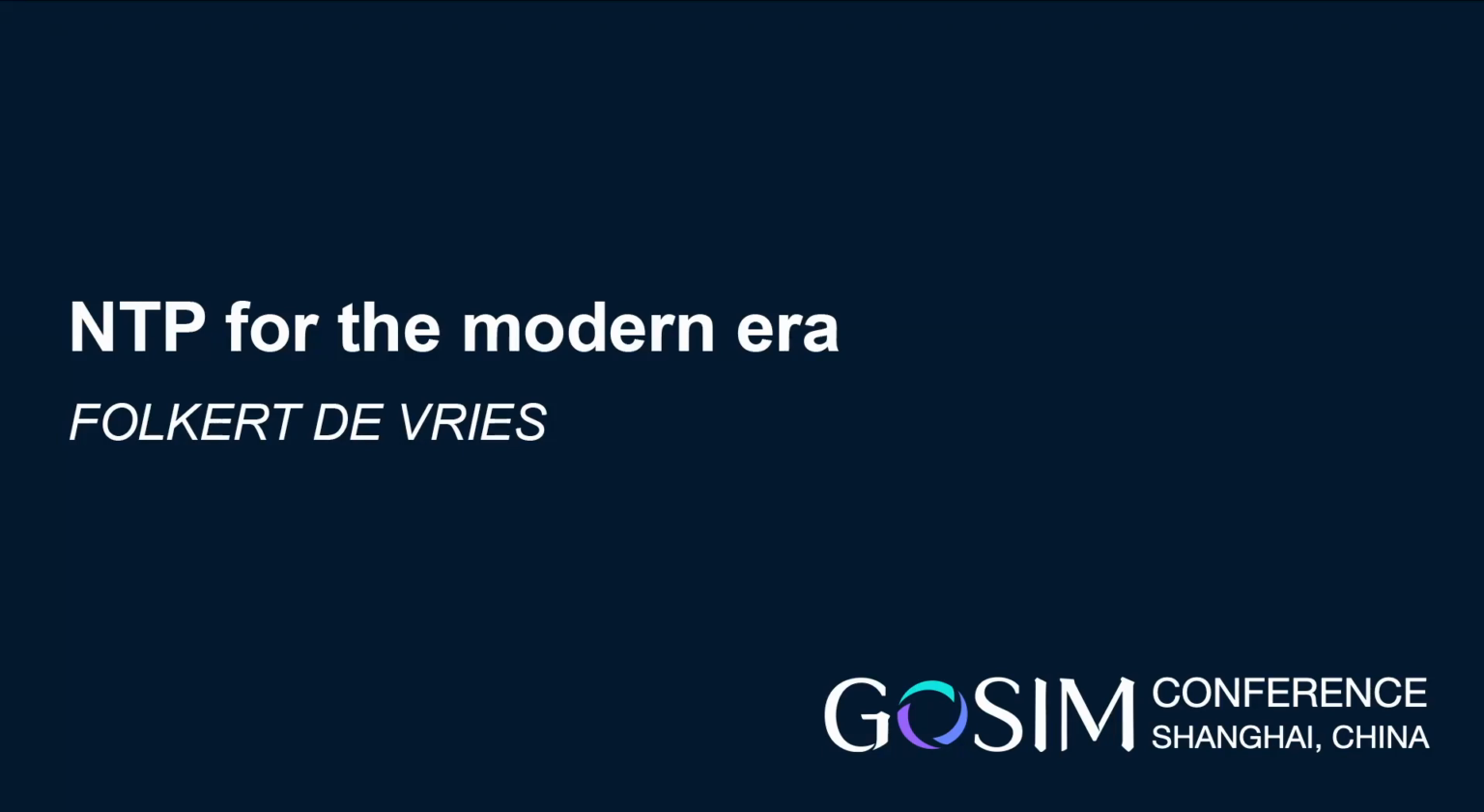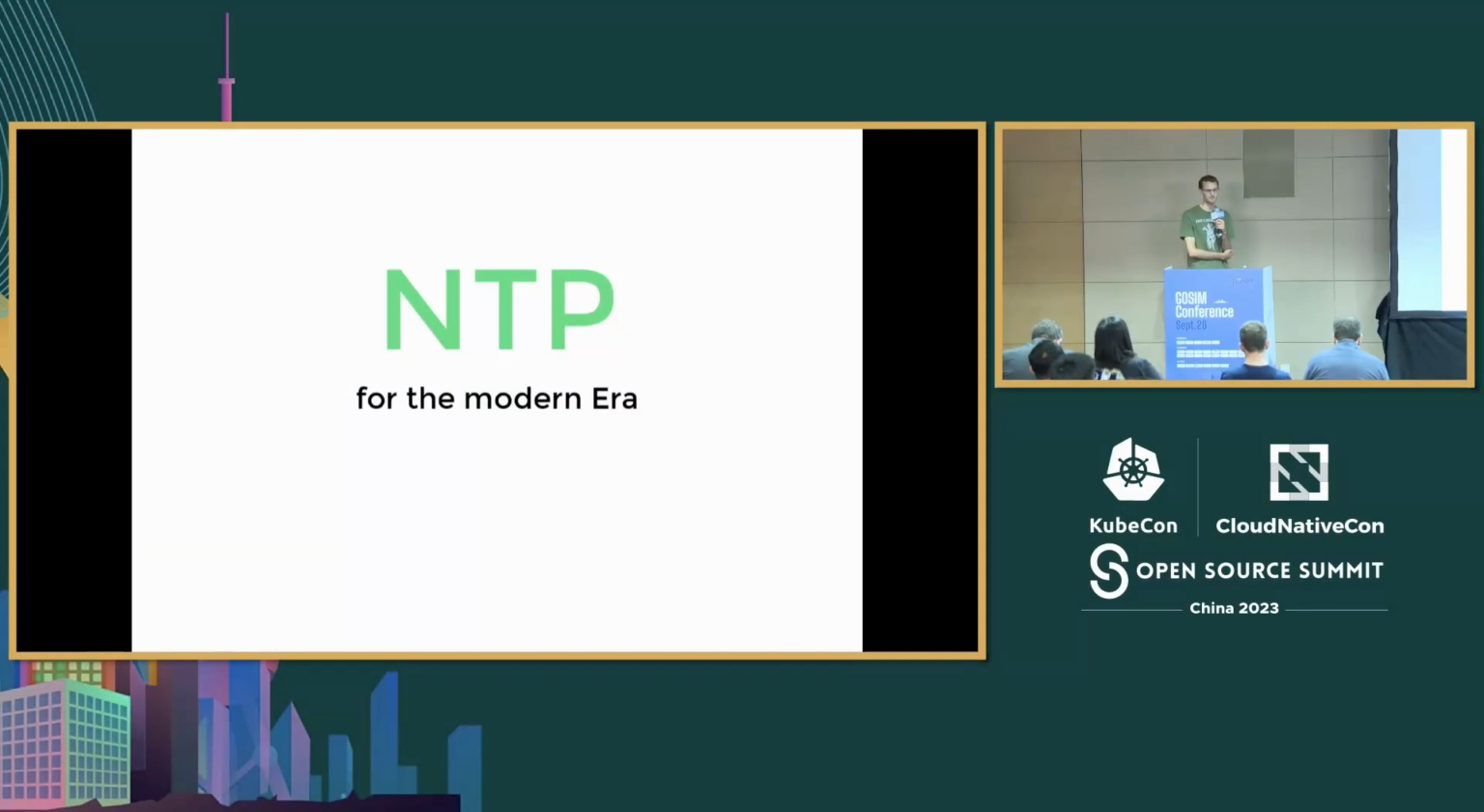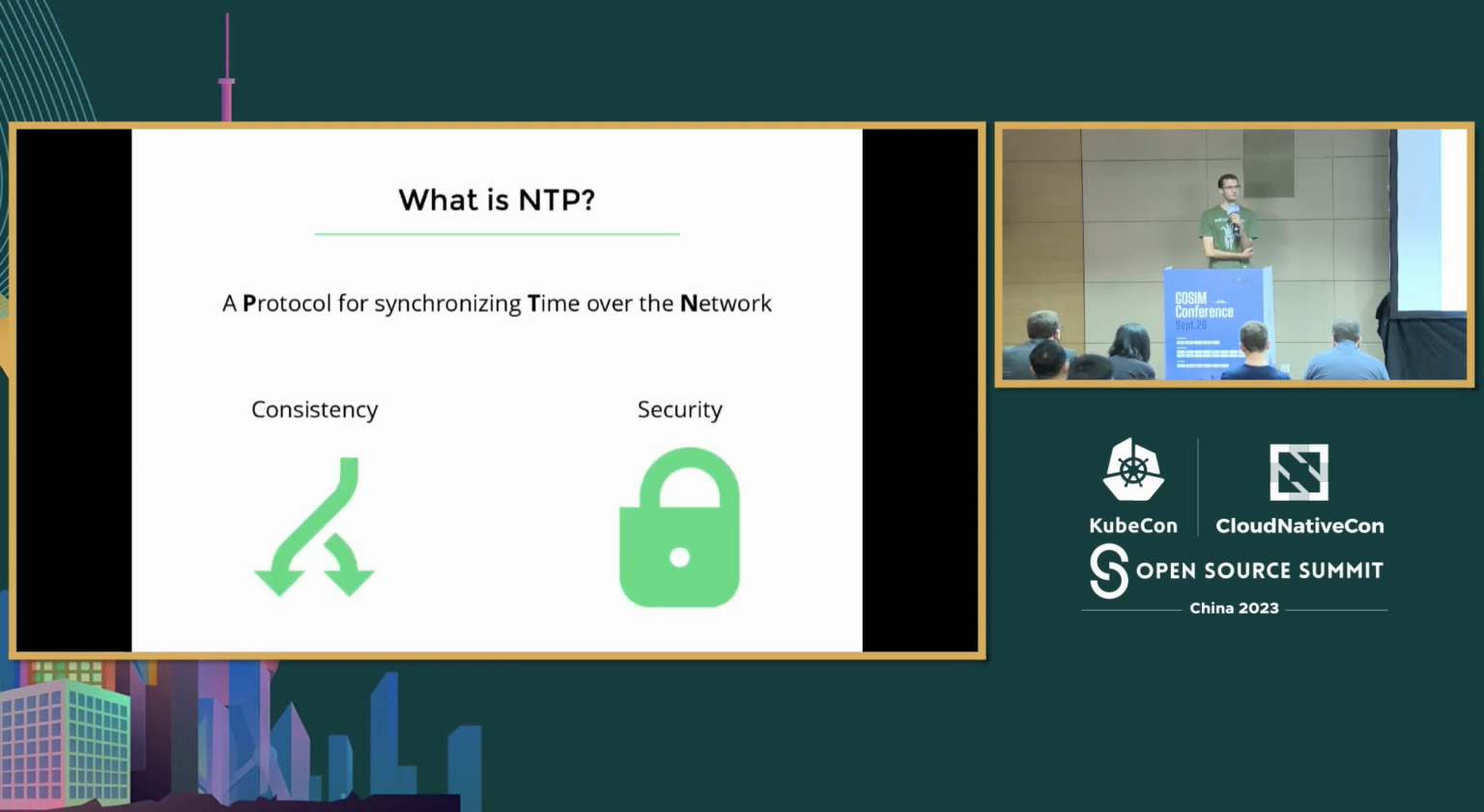Great. Yeah, welcome to my talk on NTP and on our Rust implementation of NTP called NTP-DRS, which we believe takes NTP into the modern era. So, what is NTP? NTP stands for the Network Time Protocol, and it is a protocol for synchronizing time over the network. And in practice with the network, we usually mean the internet, so some sort of big, untrusted network.